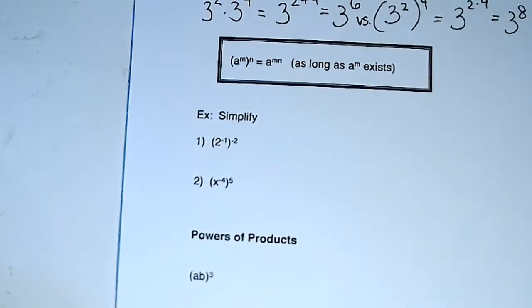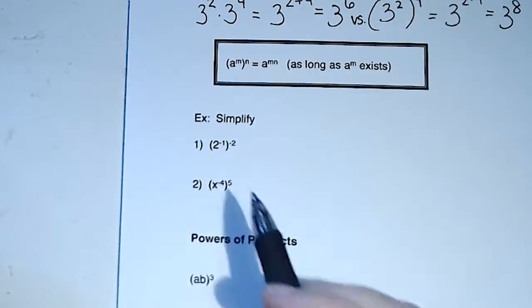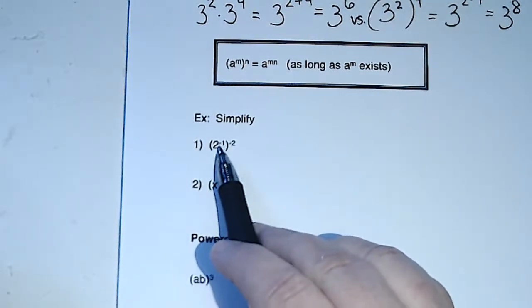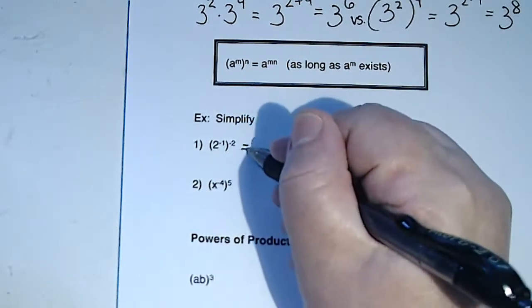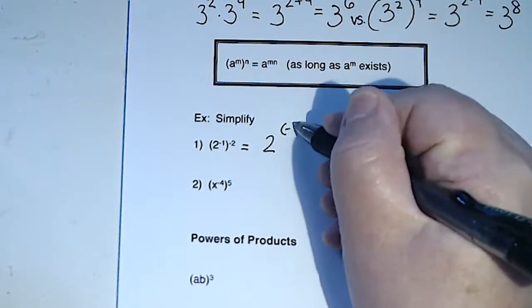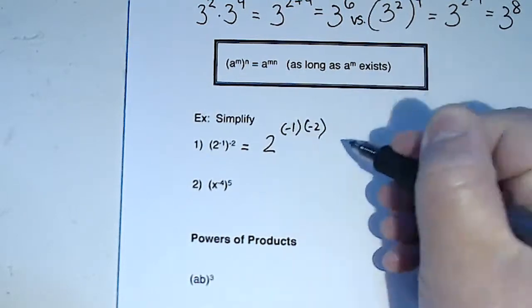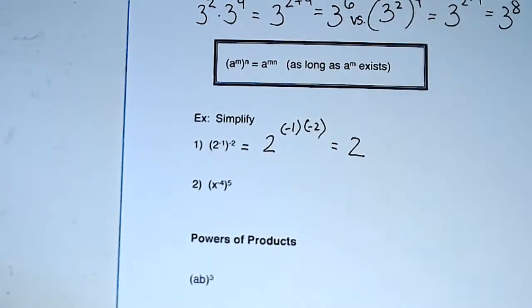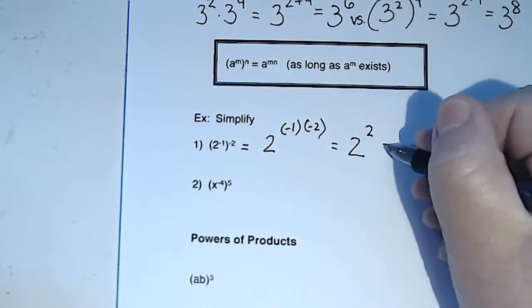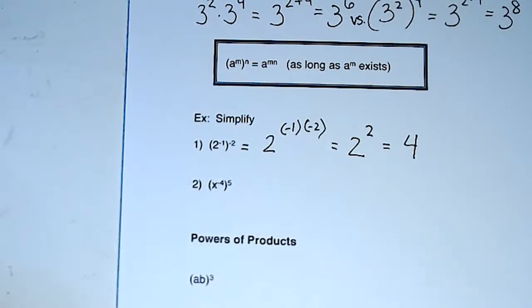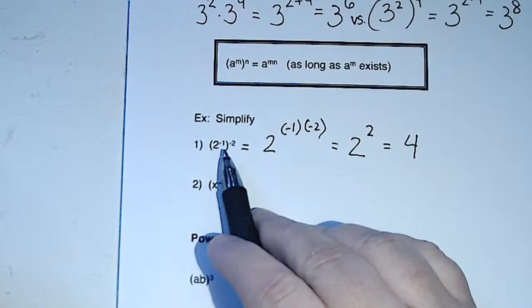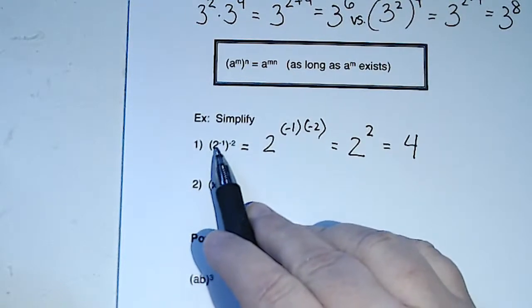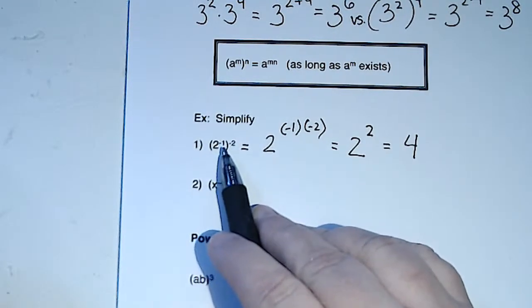Okay. Ooh, simplify. What if I've got 2 to the negative 1st to the negative 2nd? What is negative 1 times negative 2? It's just 2. 2 squared is 4. So now what was really happening here? Well, 2 was feeling like a vampire here. And so we had 2 to the negative 1, which is 1/2.